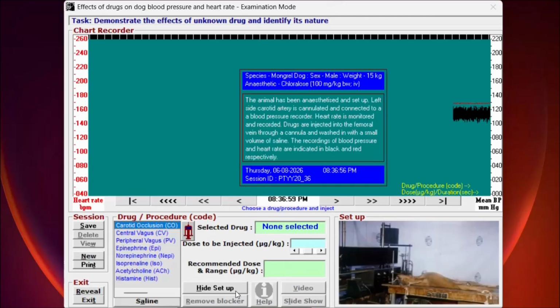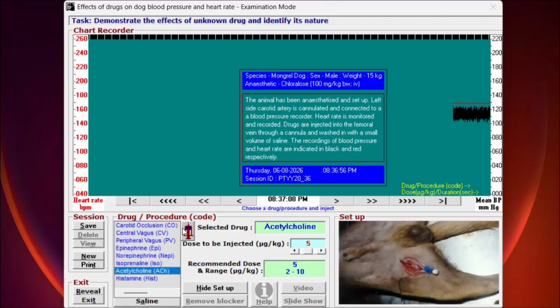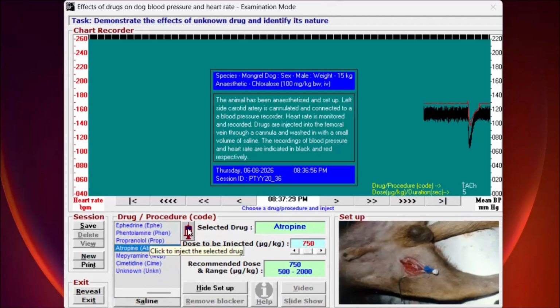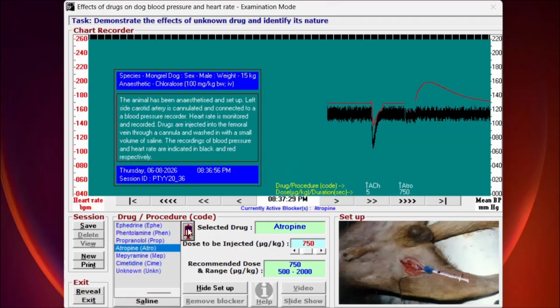So what we have to do, we have to do competitive antagonism. We have to demonstrate competitive antagonism. Okay. So सबसे पहले हम लेंगे एसिटाइल कोलिन नॉर्मली, दैट इज 5 माइक्रोग्राम पर केजी डोज, जो नॉर्मली सिलेक्टेड है, डिफॉल्ट डोज. और let's inject that. Okay. Then after that we are going to give atropine, because it is the blocker. Okay. So atropine में आते हैं, again the default selected dose, that is 750 microgram per kg.